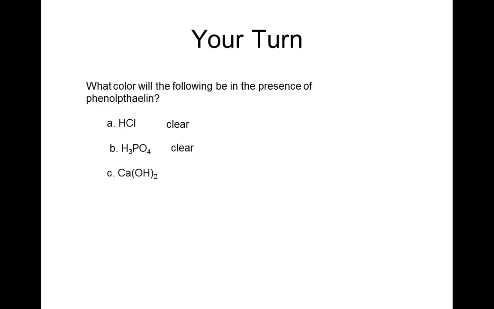Calcium hydroxide, notice that it ends with the hydroxide ion. That's one of our hints. If we put hydroxide ions into solution, we know it's a base. Therefore, if we put phenolphthalein into this, we will get a bright magenta.